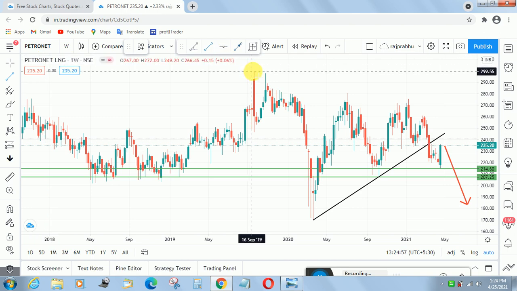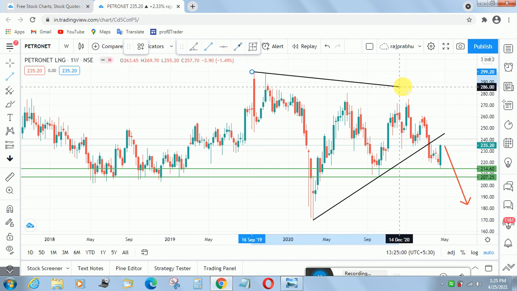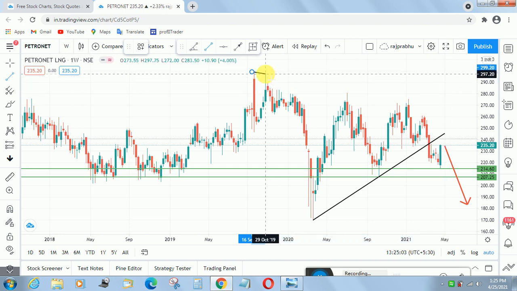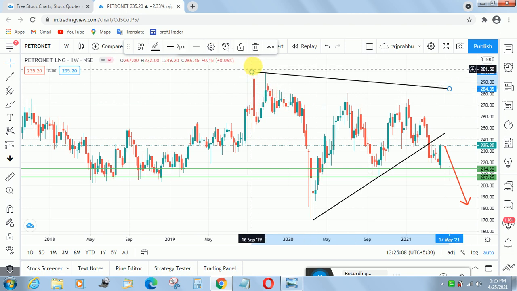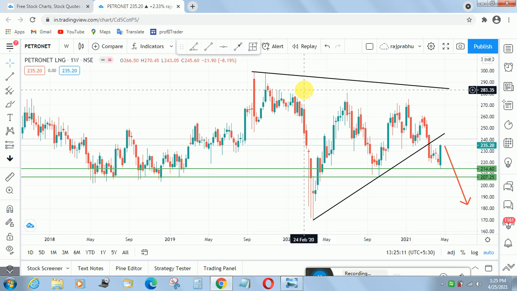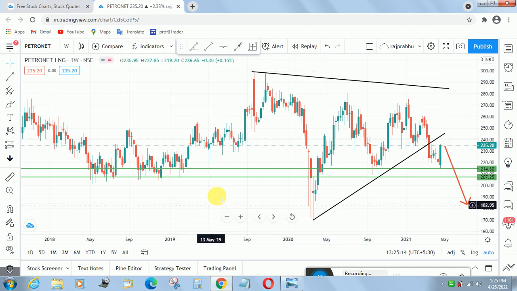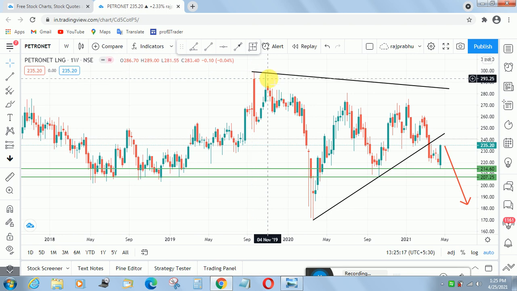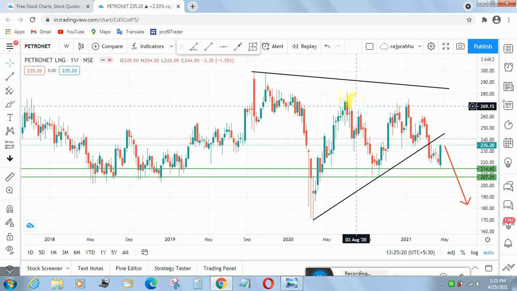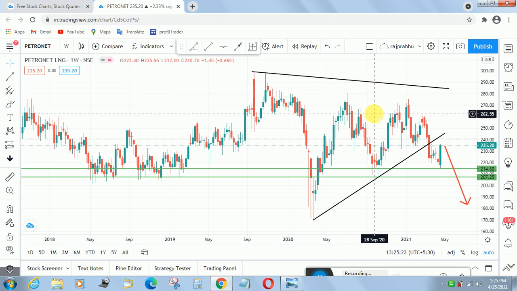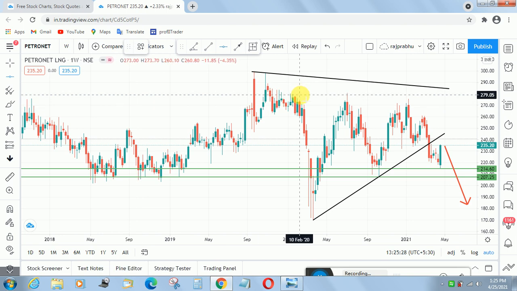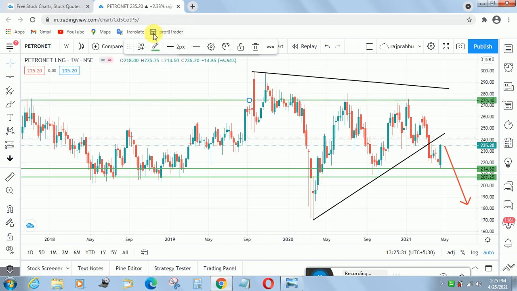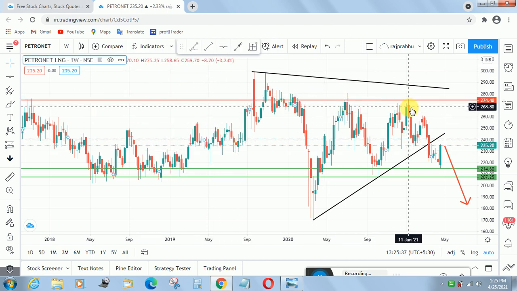See here, I connect high to high. You can connect this wick also, then only you get a perfect trend line. See here, this is the market trend right now. How I connected: first touch and then second touch. These are not touched on the line, but this is a strong resistance area, so the price will reverse.